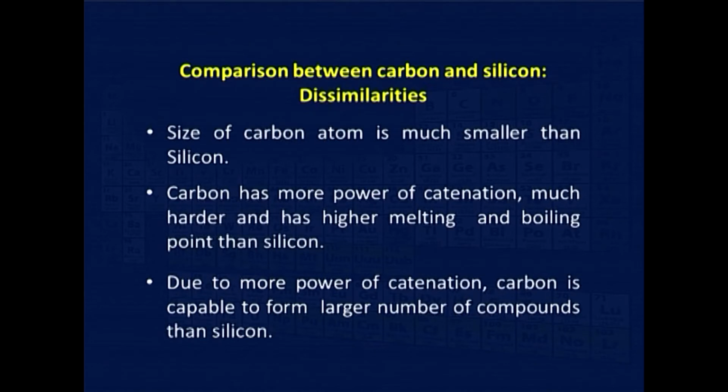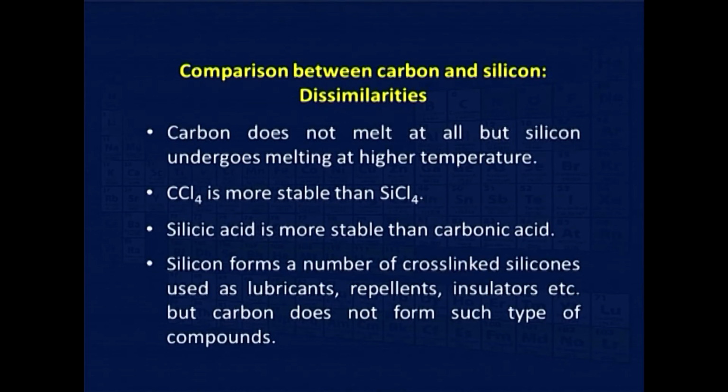to that of silicon. Due to more power of catenation, carbon is capable of forming a large number of compounds as compared to silicon. Carbon does not melt at all, but silicon undergoes melting at higher temperature. Carbon tetrachloride is more stable than silicon tetrachloride. Similarly, silicic acid is more stable than carbonic acid.